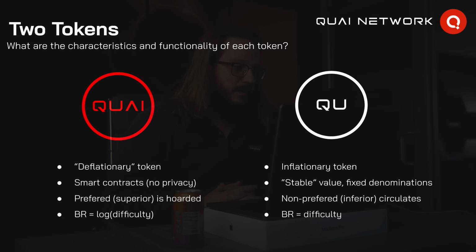Now, specifically in our system, the two tokens are called Quai and, this is actually an old slide, Chi. There's a typo there. And the Quai token is a deflationary token. It has smart contracts. There's implications around privacy associated with that. And you would think of this as the preferred or superior form of money because it's hoarded and it's relatively deflationary over time. Its block reward will be proportional to the log of the difficulty of the system. And the Chi token is an inflationary token.